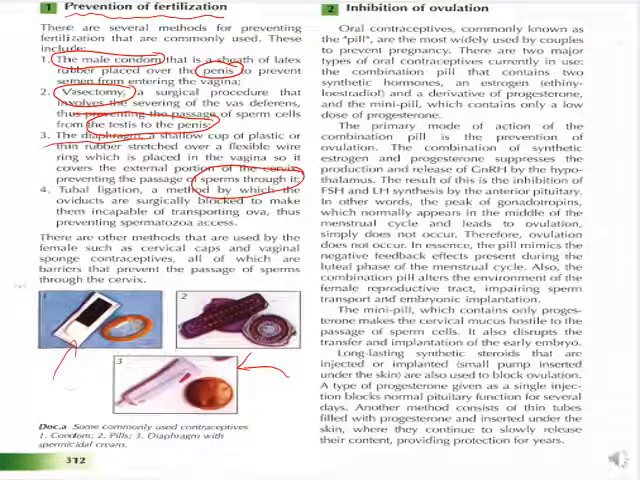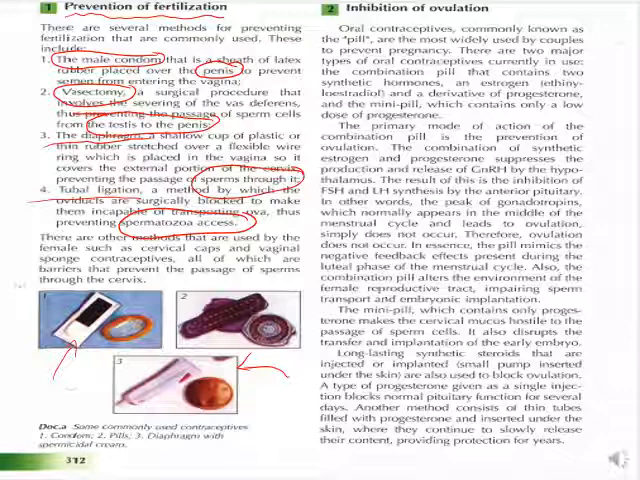Next we have tubal ligation, number 4. It's a method where the oviducts or the fallopian tubes are blocked using a surgery in order to make them incapable of transporting what? The ova. So they prevent the access of the sperm cells. There are other methods like cervical caps, vaginal sponge contraceptives, all of which are barriers that prevent the passage of the sperms throughout the cervix.